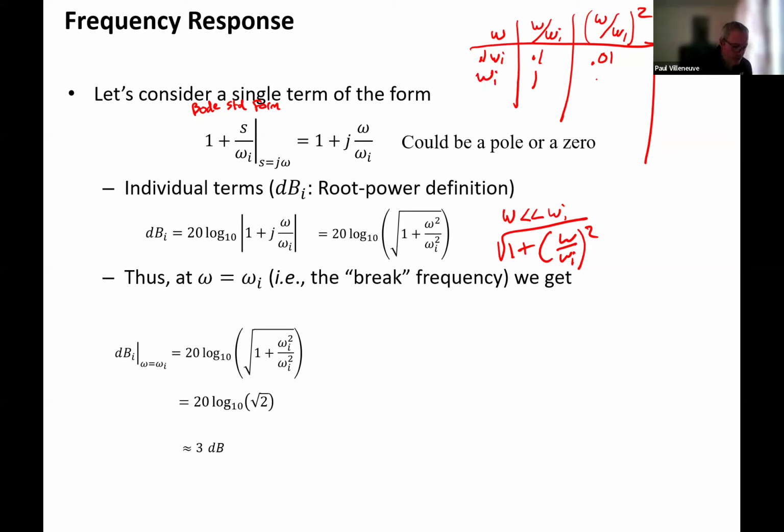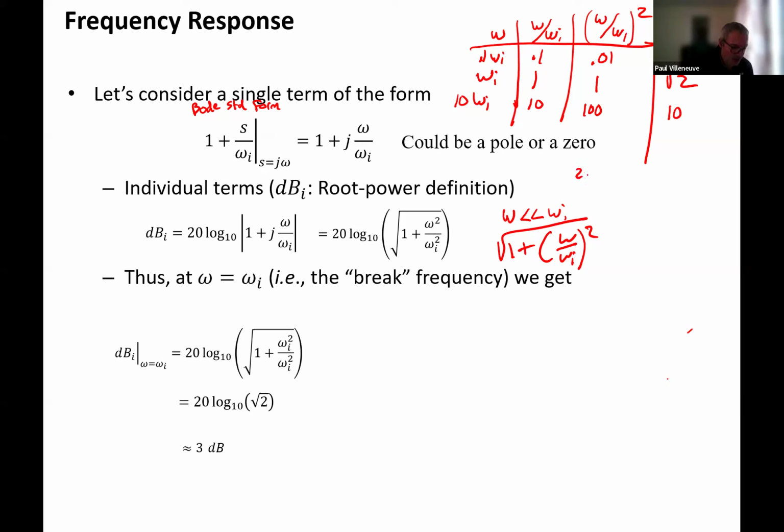Now let's go to it being equal to omega sub I. This is 1. This is 1. And then this becomes the square root of 2, correct? Now let's go to omega equal to 10 omega sub I. So this is 10, and 10 squared is 100. And 1 plus 100, wouldn't you say that's close enough to the square root being approximately 10? So you see, when omega is much, much less than omega sub I, I can approximate this as 1. When it's much, much greater, I can say that this equals approximately 10.